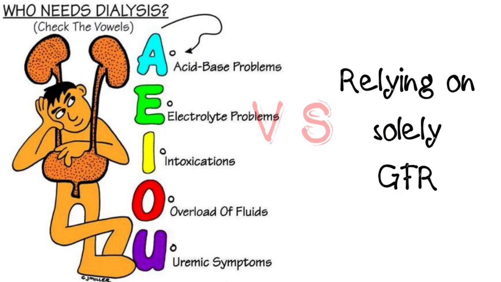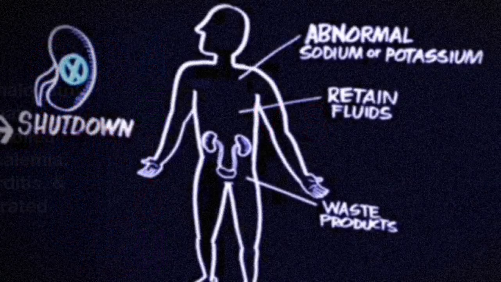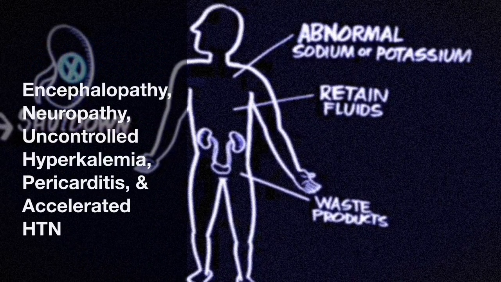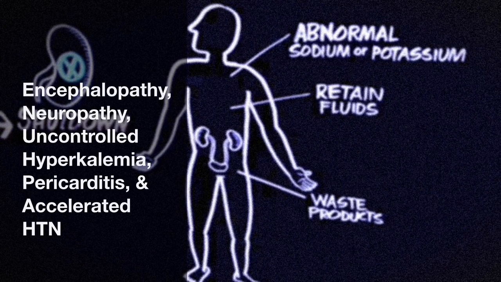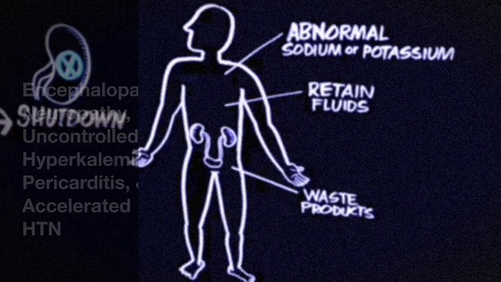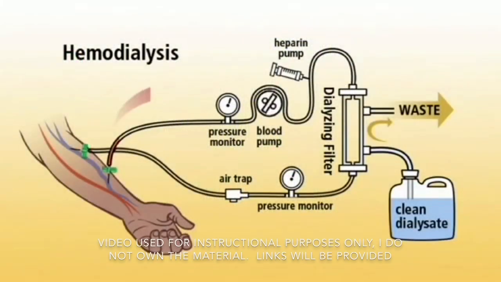It is started when the client's uremia can no longer be treated adequately via conservative medical management. Other complications leading to immediate dialysis include encephalopathy, neuropathies, uncontrolled hyperkalemia, pericarditis, and accelerated hypertension. There are two methods of dialysis available.